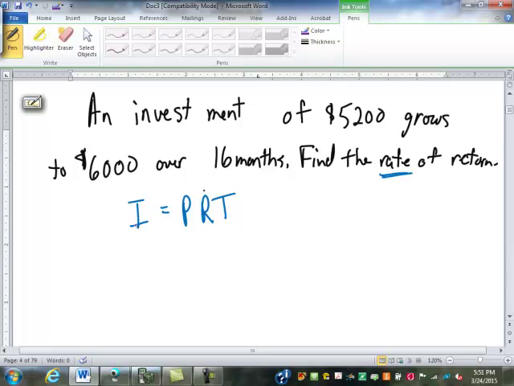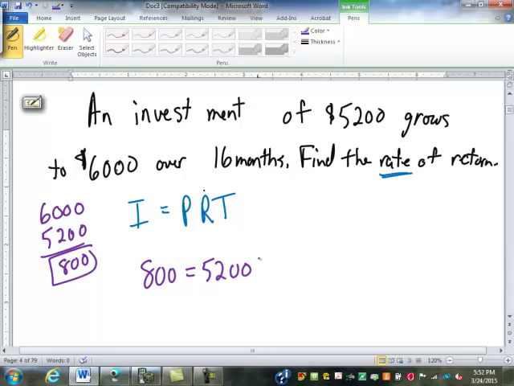So, what's I going to be here? Is it going to be the 6,000? No. 6,000 is the maturity value. Where's the 800 come from? Perfect. 6,000 is our ending balance. We started out with 5,200. That means we had to earn $800 in interest. So I is 800. What's P? That is 5,200. R? Yeah, we're looking for R again. T, the time, will be 16 over 12.